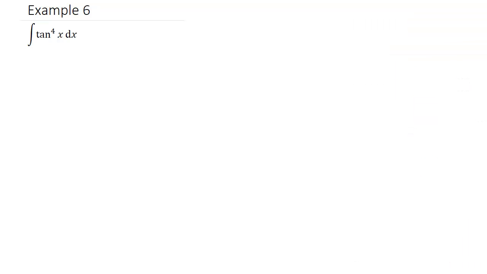I've got tangent to the fourth x dx. Just like it says, I've got tangent squared x times tangent squared x dx. I'm going to pull out my tangent squared factor, and then I'm going to convert this in terms of secant.